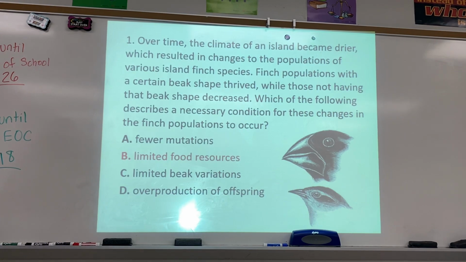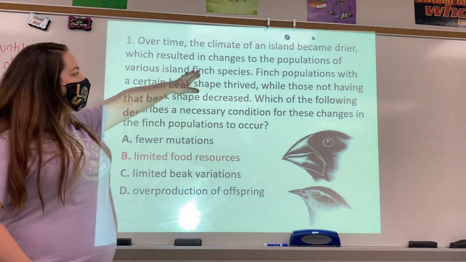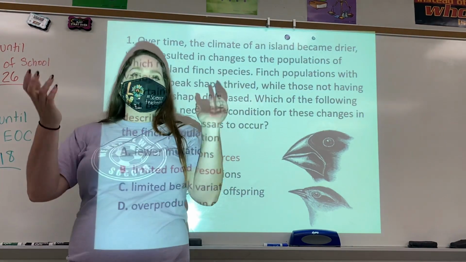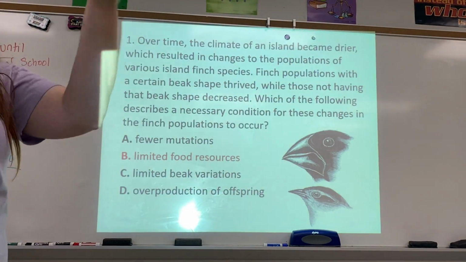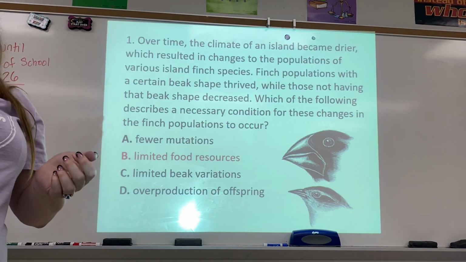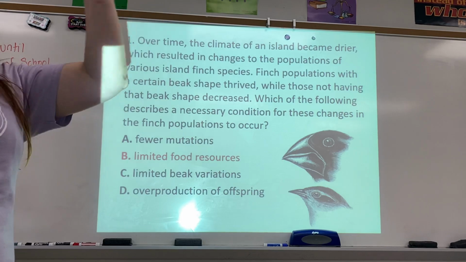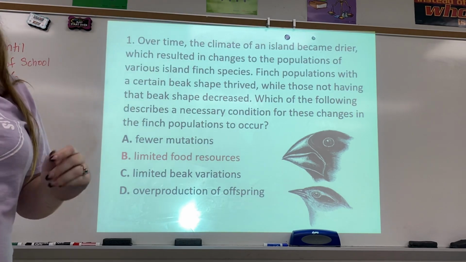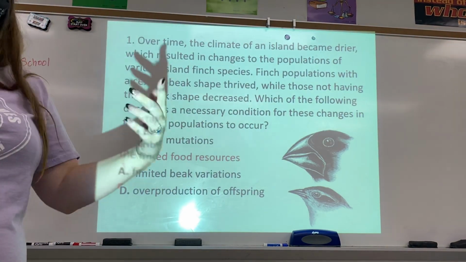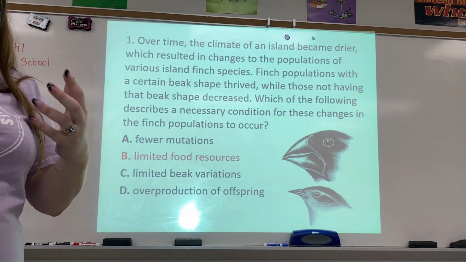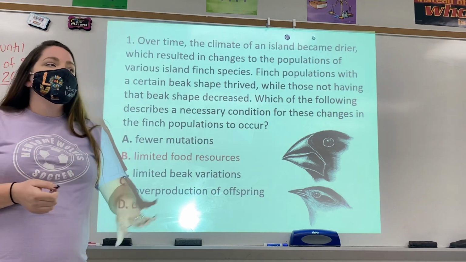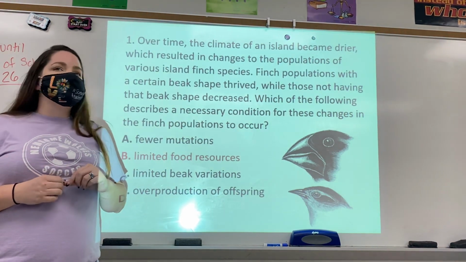It is B. So your limited food resources. So your island is becoming drier. So you usually have one or two options for food. One, you have nuts and seeds, which are a drier, harder material, or you have insects and fruit. But your insects and your fruit are going to need a lot more water. In order to make fruit, you need water. And in order for insects to survive, those insects need water. So fruit and insects are going to require a lot more water. Your nuts and your seeds don't require as much water.